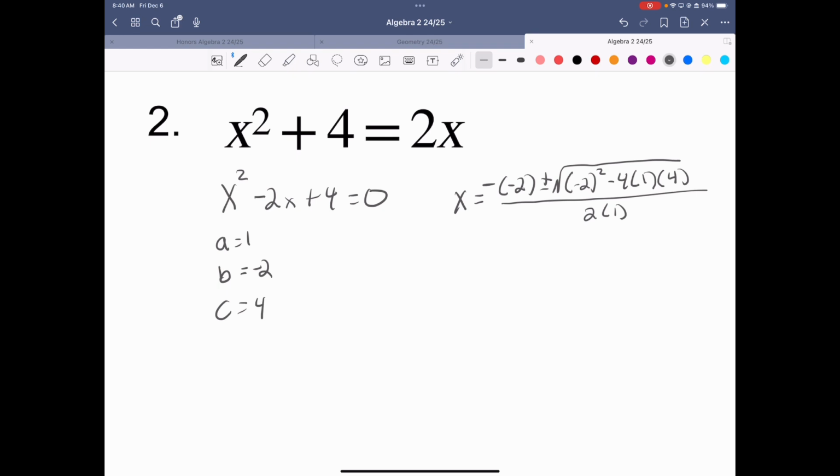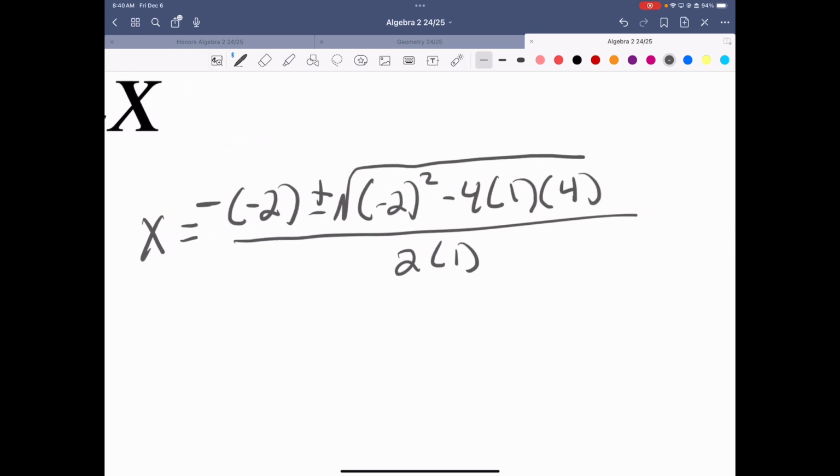Okay, so the formula should have that ready to go. Formula: you should have the negative of negative 2 plus or minus the square root of negative 2 squared minus 4 times 1 times 4, all of that divided by 2 times 1. Any questions with writing the formula itself? Are we okay with that part of it?